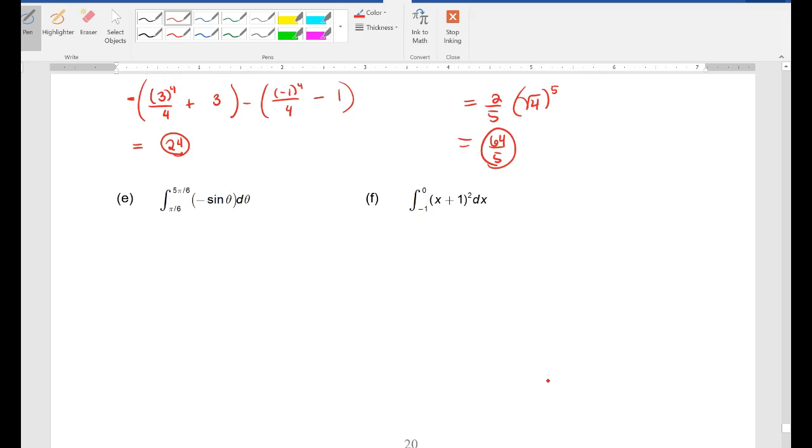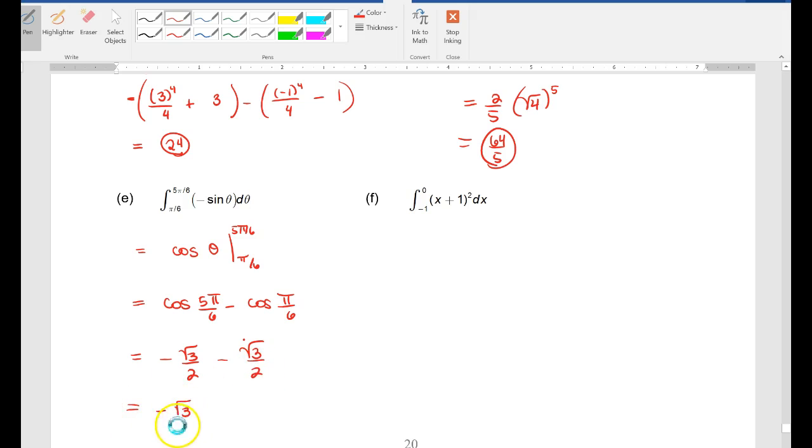Next one, we have the antiderivative for negative sine, which is the opposite of negative cosine, so that becomes positive cosine of theta from pi over 6 to 5 pi over 6. So we have cosine of 5 pi over 6 minus cosine of pi over 6. Cosine of 5 pi over 6 is -√3 over 2, minus cosine of pi over 6, which is √3 over 2, so we get -√3.